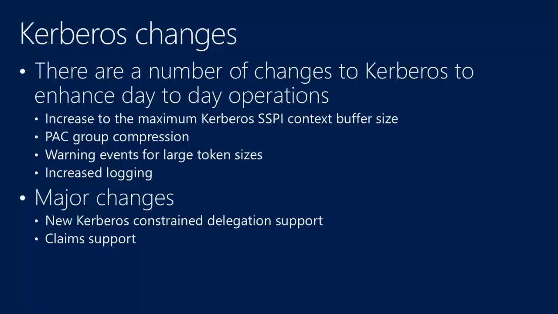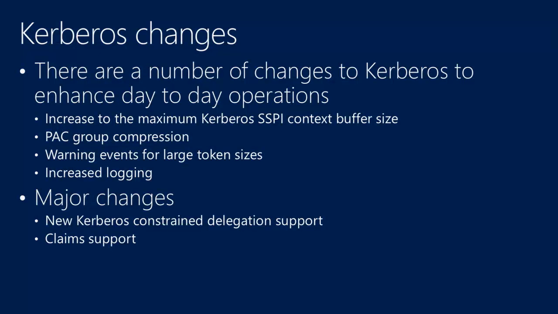So they've done some work on that. They've increased the maximum context buffer size. That's not going to help you with talking to web services, because you'll still need to get the web service to accept a very large token. But what they've also introduced is PAC group compression. If you're running completely 2012, then you can have the PAC, which holds all the group membership, compressed. There's also now warning. Previously there was very, very little warning that you've got problems with your token size. Now you've got warnings and increased logging on Kerberos as well.